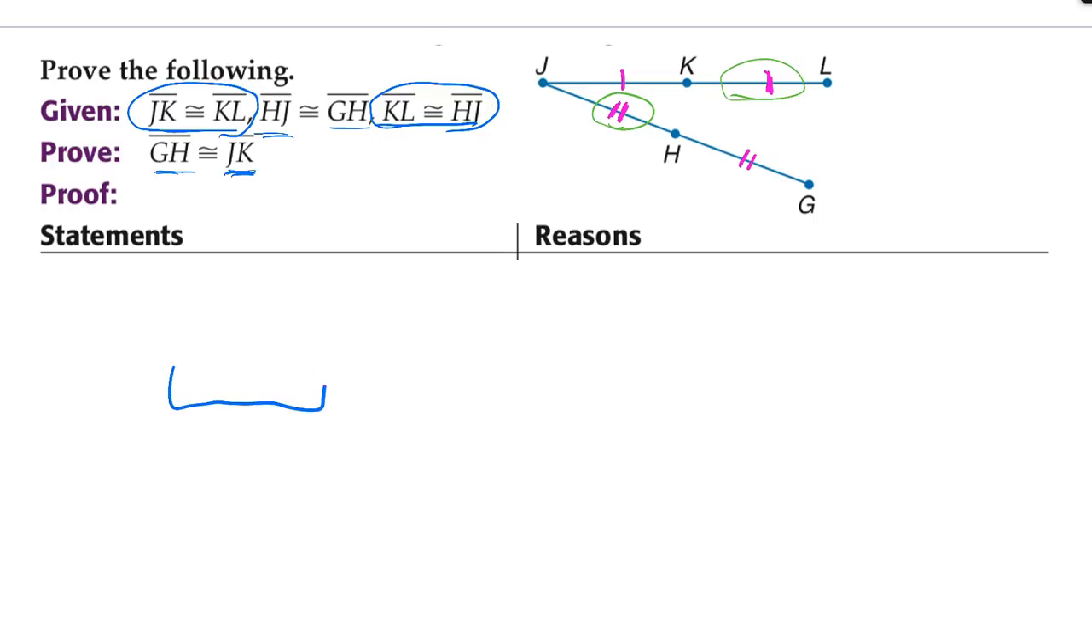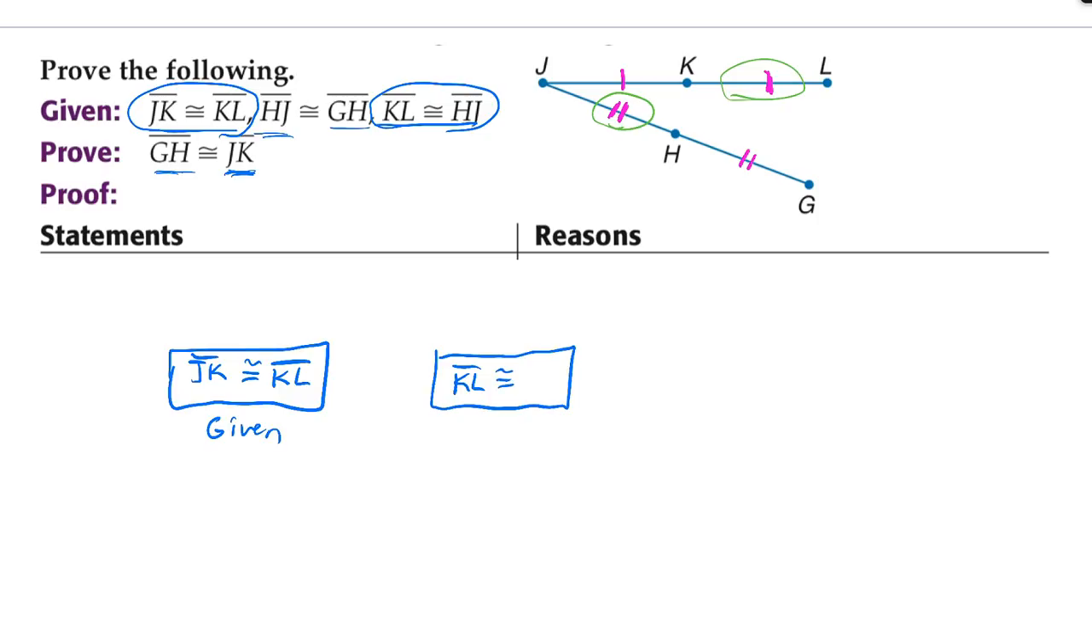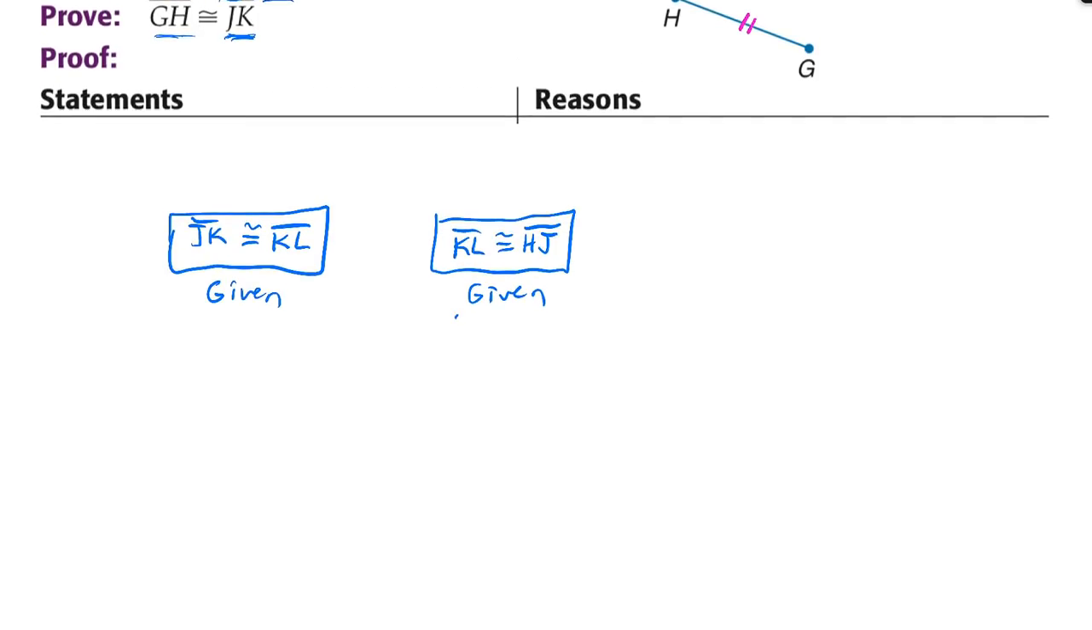okay, well, I was given that JK is congruent to KL. And I'm just doing the same thing that I did before. I was given that, and I was given the fact that KL is congruent to HJ, okay? And that was given. So I was given those 2 pieces, and when our powers combine, here's how this flowchart shows you, I'm combining these 2 steps. These two together form a new statement. That is, JK is congruent to HJ.